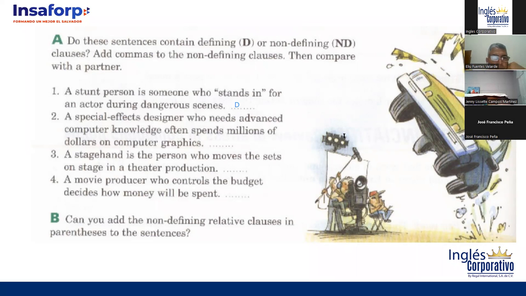Like, for example, Eliu was asking, teacher, who is a stunt person, or what does this person do, right? So in that case, it's someone who stands in for an actor during dangerous scenes. So it's a defining relative clause because I'm given that definition of the person that I'm describing, as Jose was saying. Very good. Now, I'm going to go back to Eliu's point in just a moment, because we're moving to the second one, and I'm going to use that information as well.